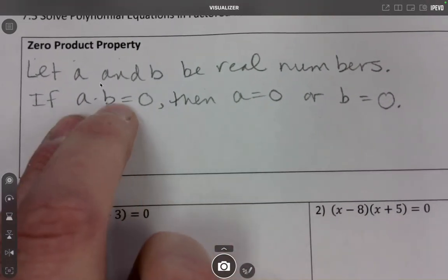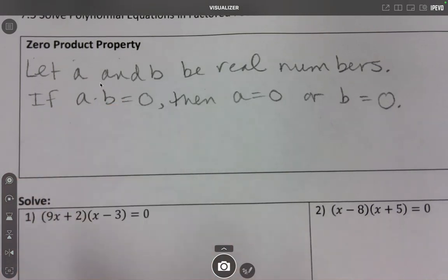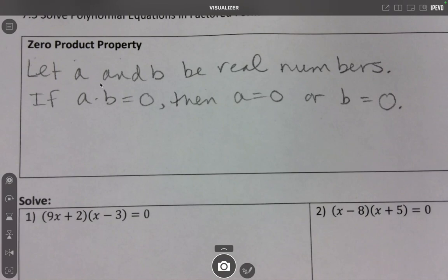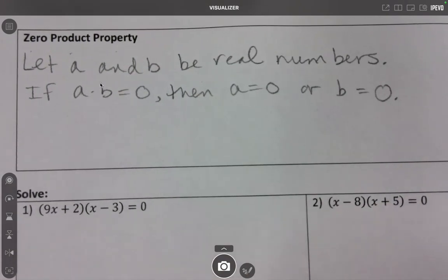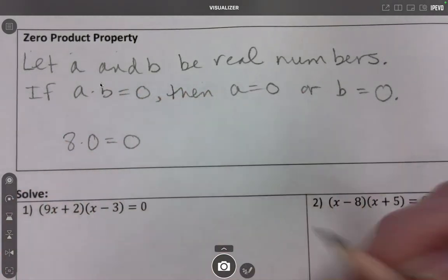So what they're saying is if you multiply some stuff together and get 0, then one of those things that you were multiplying had to be 0 to start with. So let's think about what that's really saying. That's saying that if I want 0 for an answer, I have to multiply by 0, which makes sense. 8 times 0 gives me 0.